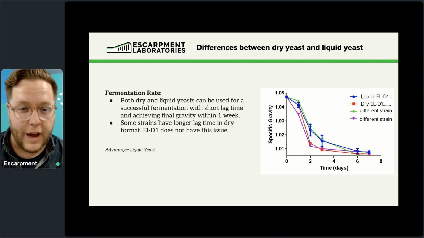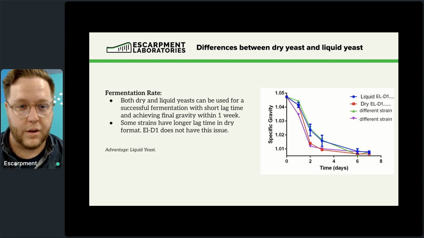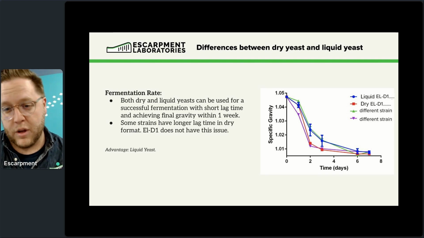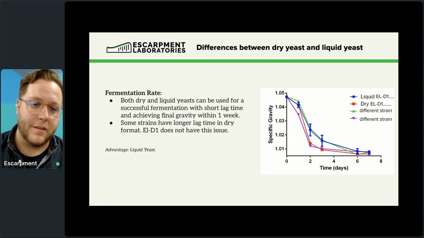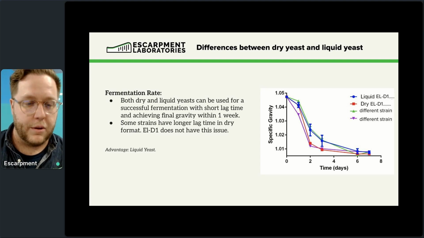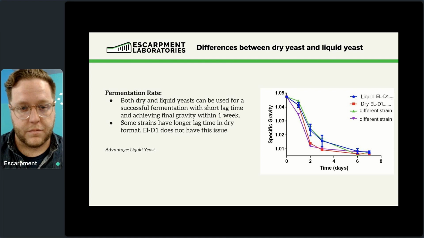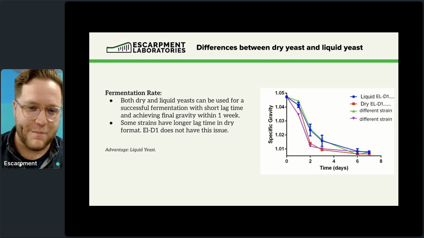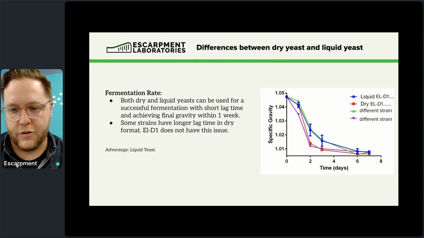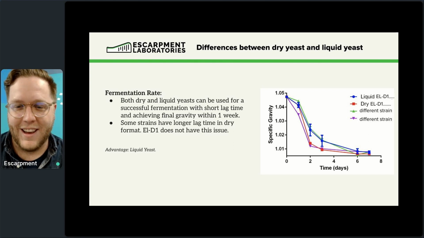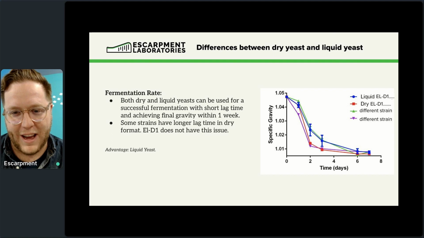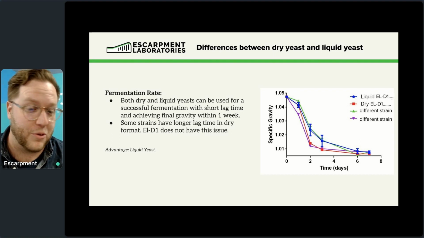Some strains, when they're dried, have an extended lag time. So that is one challenge with drying yeasts. Some of them are more sensitive to that process than others. Usually you might see that manifest in a longer lag time, which might require a higher pitching rate, for example. Luckily for us, the house ale, the ELD1, which is basically our number code for that strain, doesn't have that issue. In fact, in this trial, I've blanked out some other strains here, but the dry actually outperformed the liquid at the same pitch rate, which was quite cool.